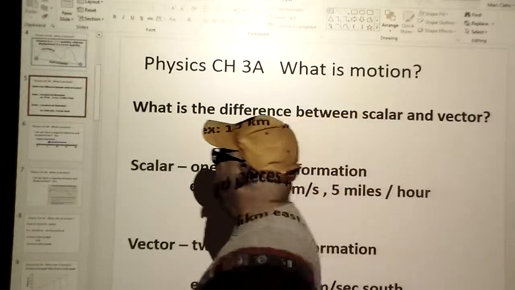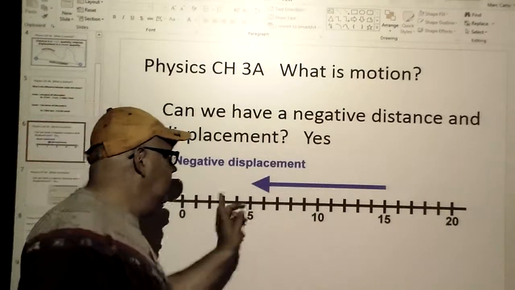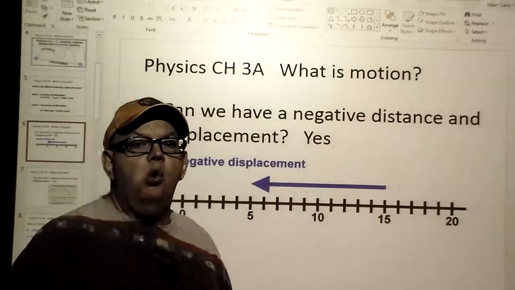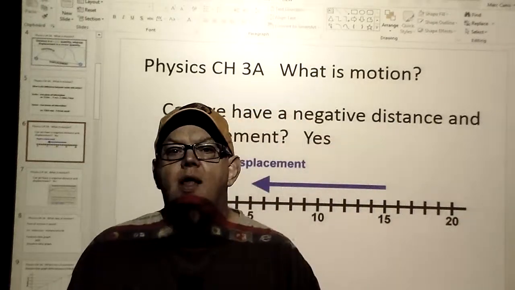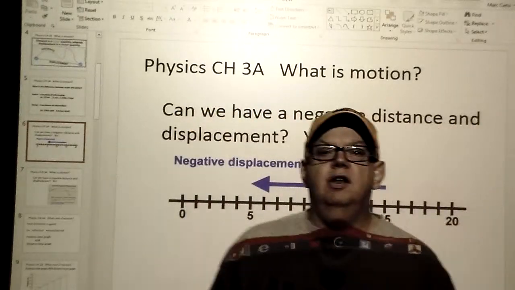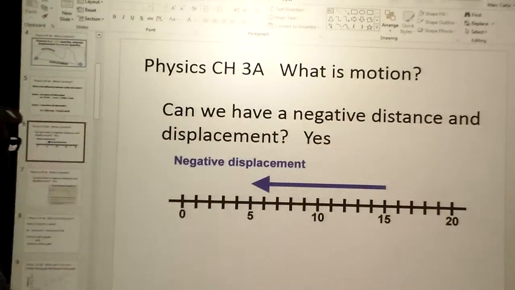We need direction. Can you have a negative distance and displacement? Absolutely. Does the negative mean a bad thing? No, it's the direction that you're going in. So if I'm going this way, it's positive. On the other hand, if I'm going this way, it's negative.